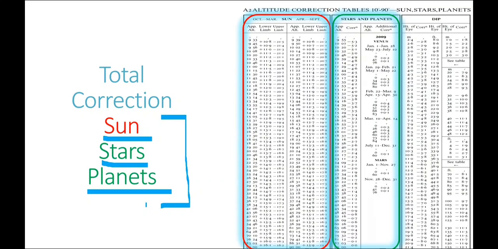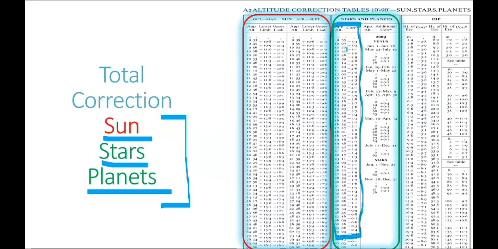Venus is the inferior planet, Mars is the exterior planet. They are closer to us as compared to Jupiter and Saturn. So, when you are using Venus and Mars, with the total correction which you pick up from the table, that is this part, you have to apply an additional correction also. An extra correction also has to be applied.